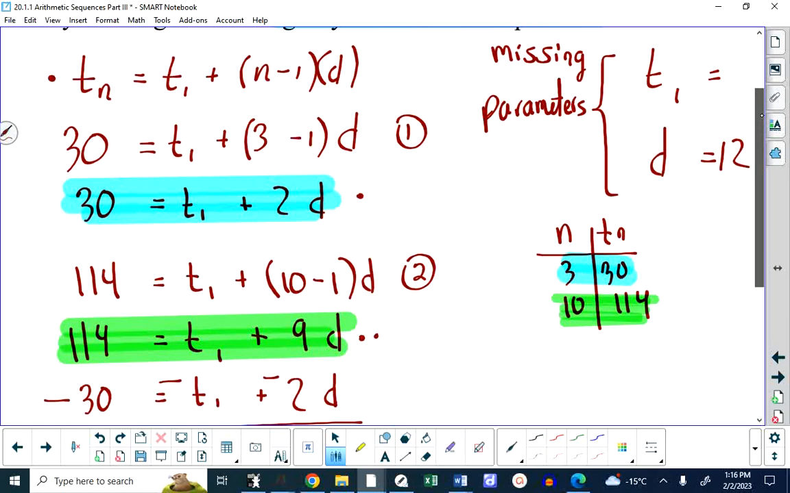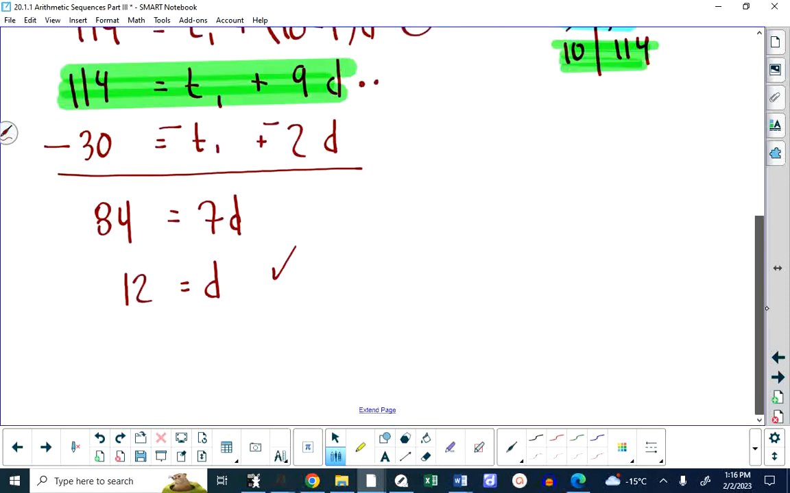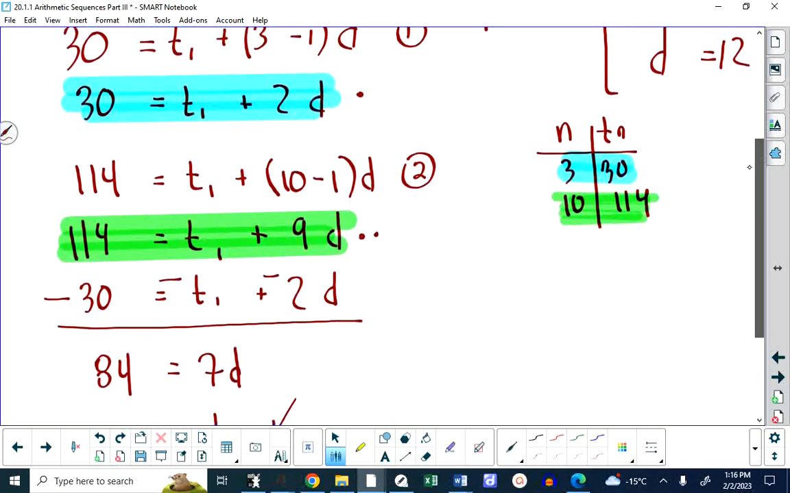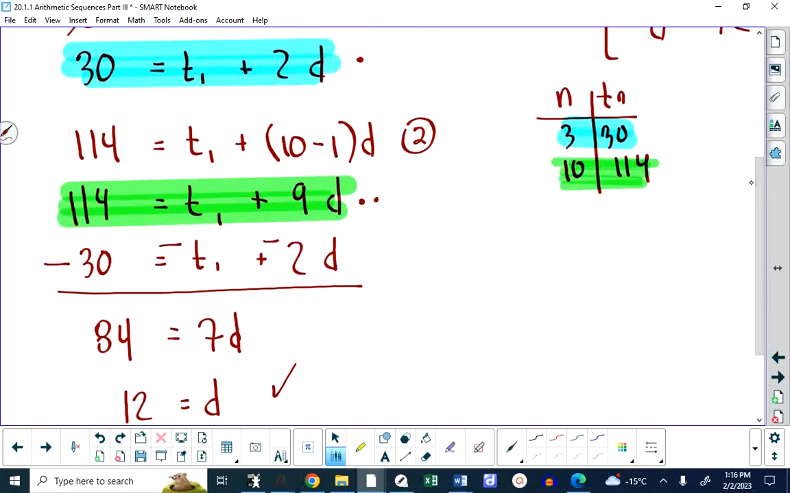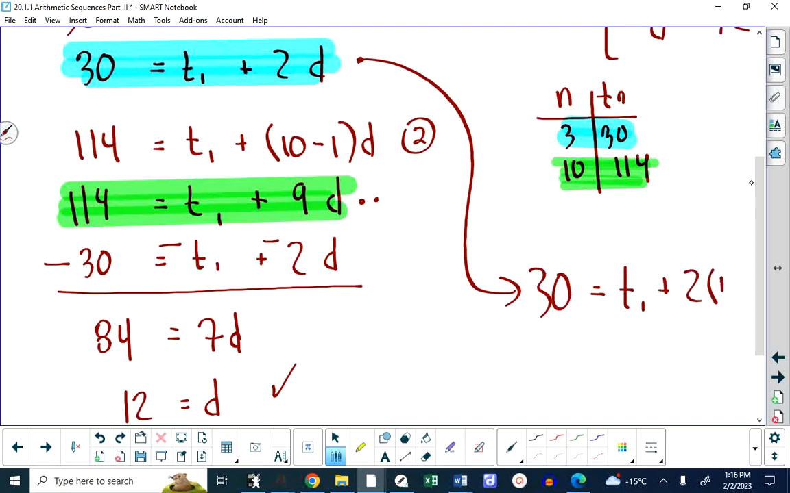I just need to know the first term. But I have a multitude of equations. I have lots of equations up here that I can use along with the fact that D is 12 to find the first term. I can use this one. 30 equals the first term plus 2 times 12. That should be like stealing candy from a baby. Very simple. You just reach over and you take it away.